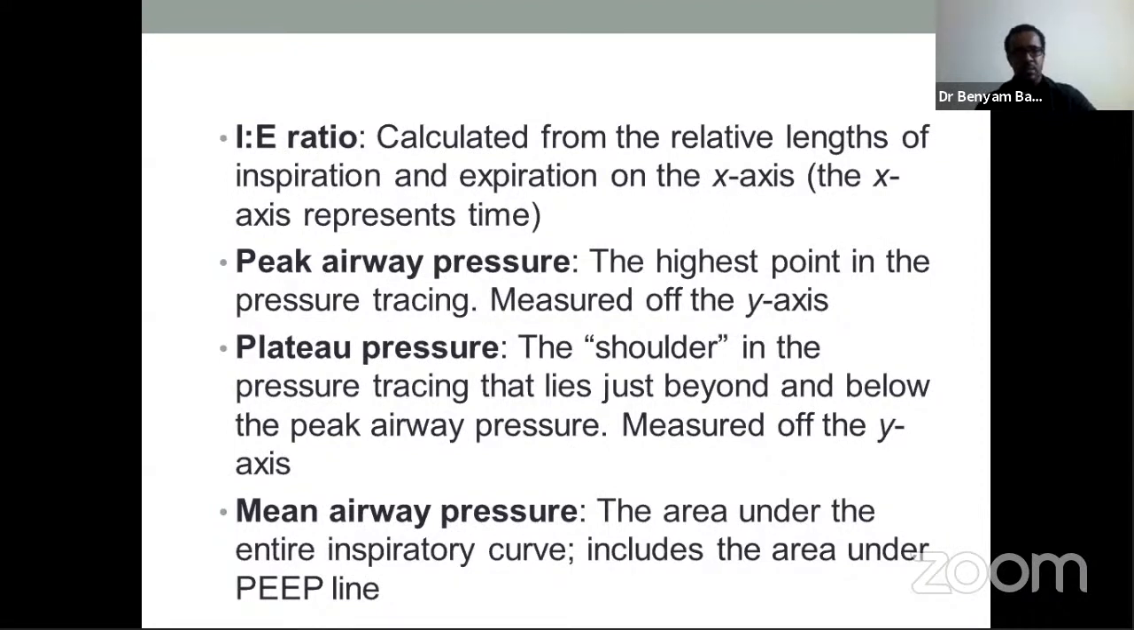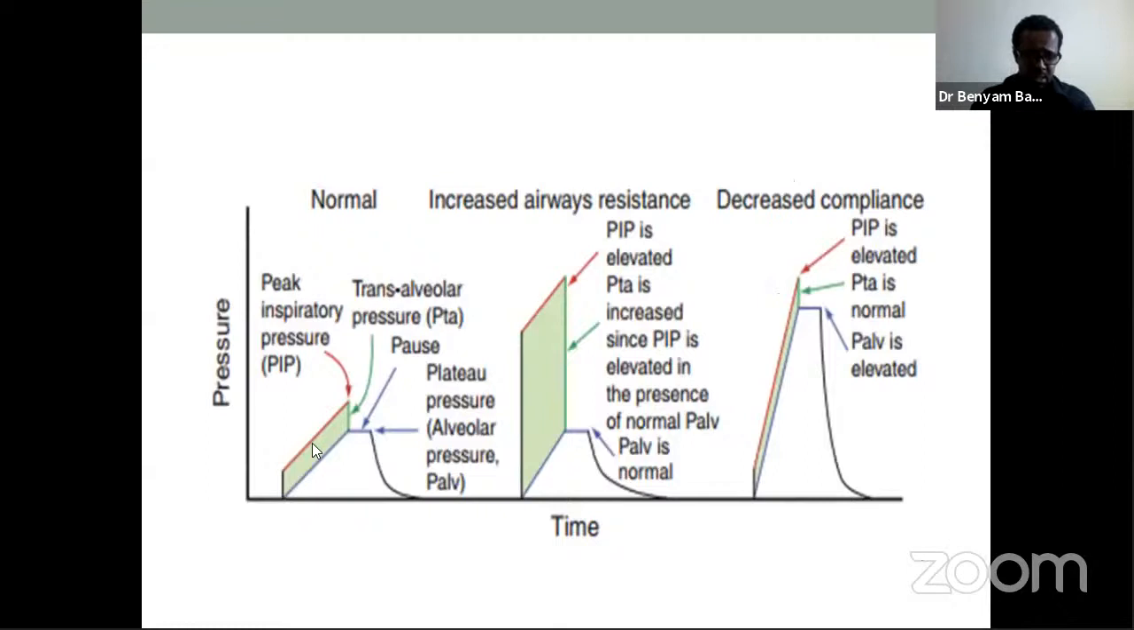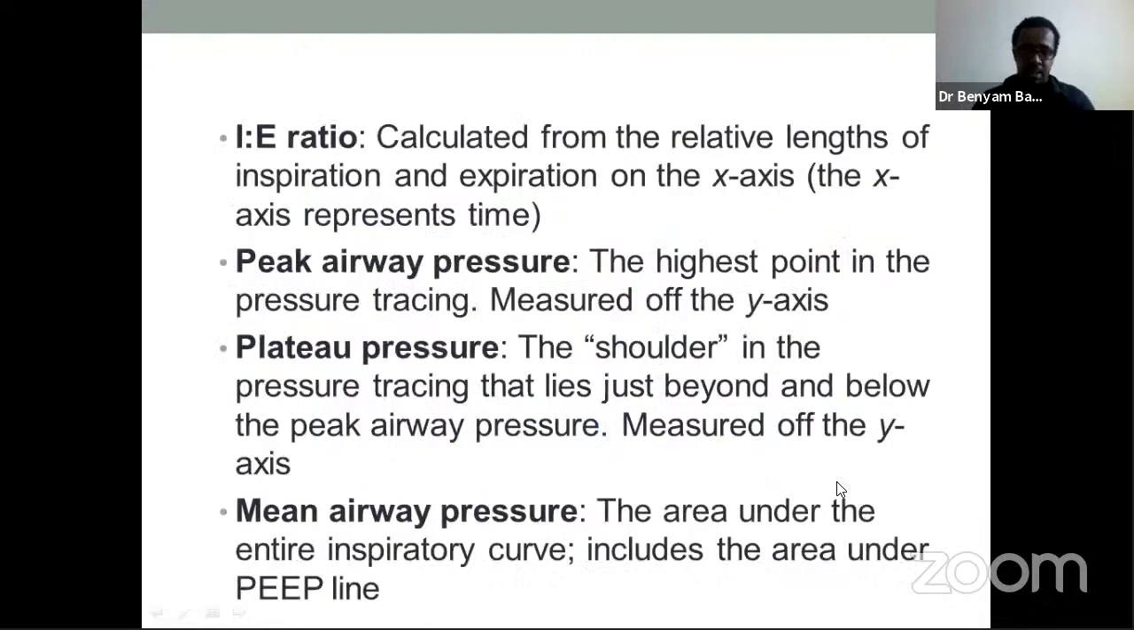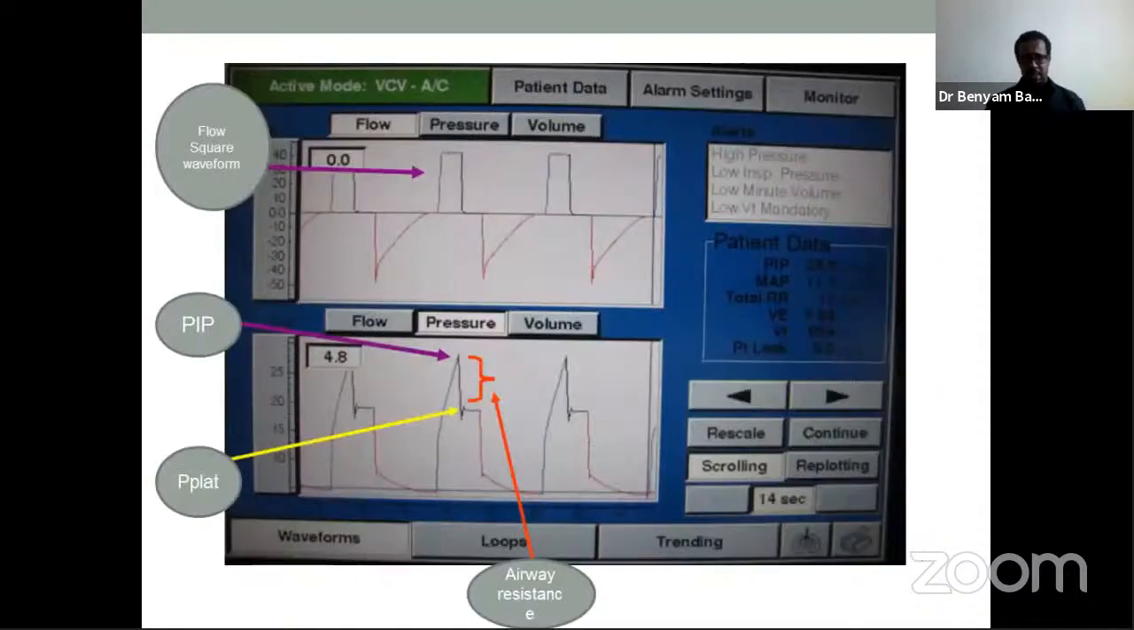So we will be able to tell the peak inspiratory pressure, we will know the plateau pressure, and the mean airway pressure will also be known. Mean airway pressure, as per our discussion last time, implies all the area under the curve, including the PEEP, or the area under the PEEP line. So this is what we will probably see on a ventilator patient data waveform.